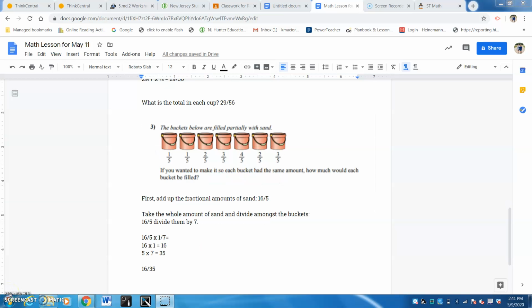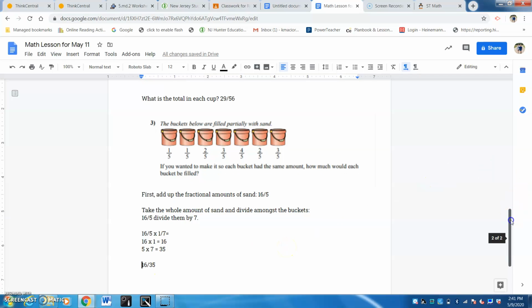Okay, so once you divided 16/5 by 7, you notice again the reciprocal. So we're going to flip that 7 over 1 and make it 1/7. And then we're just going to multiply the numerators. So 16 times 1 is 16. And then multiply the denominators. 5 times 7 is 35 for a total of 16/35. Now again, if we can simplify that fraction, we are going to try, but if not, we're just going to leave it alone, and our total amount of sand in each bucket would be 16/35.